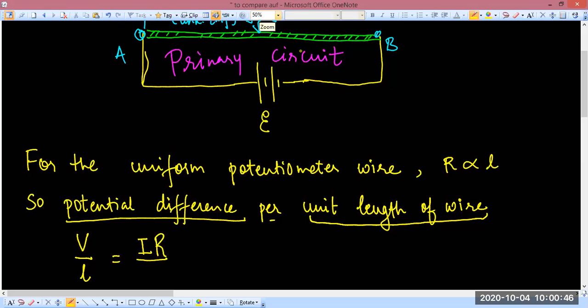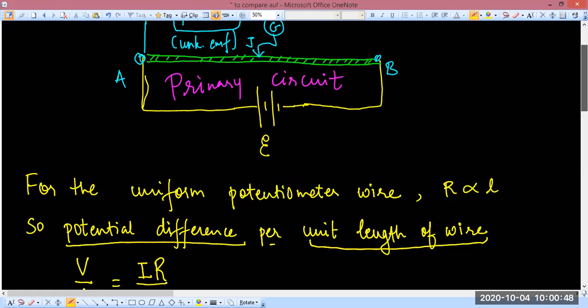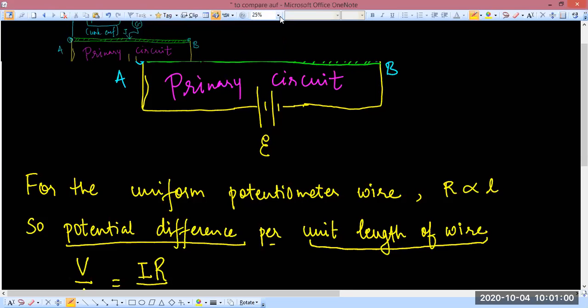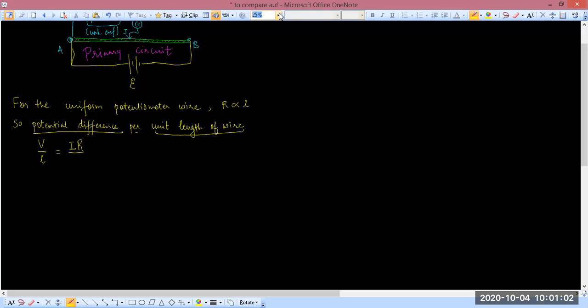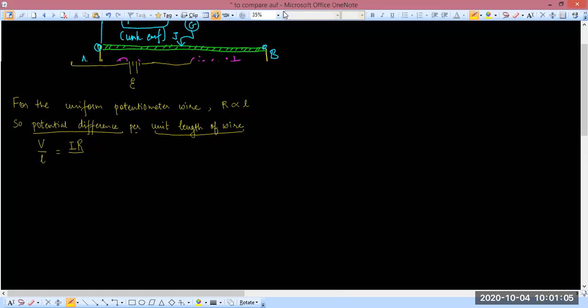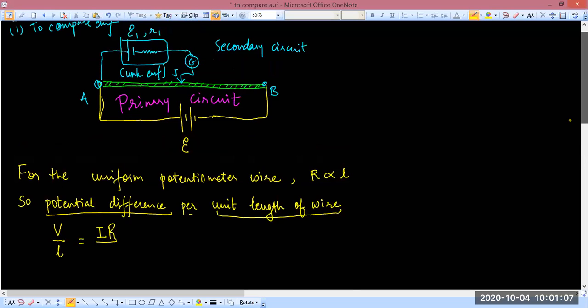If I zoom out now, nothing will be visible. Never mind, let's try it this way. I hope this is good enough. Right, so what we have is, if you consider potential difference per unit length of wire, V upon L is IR upon L. Clear?